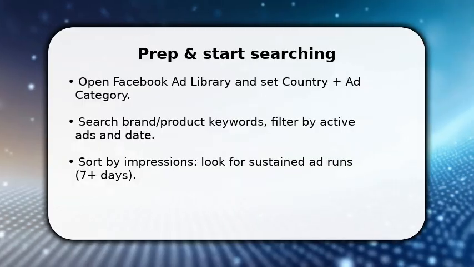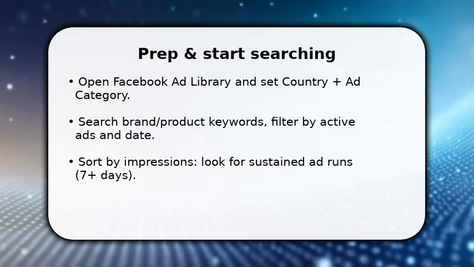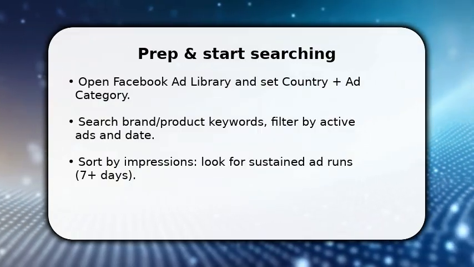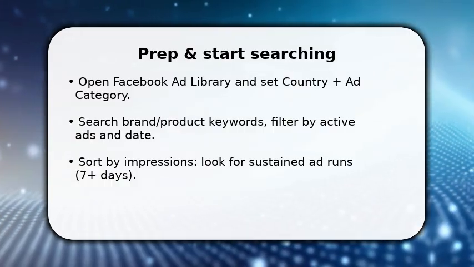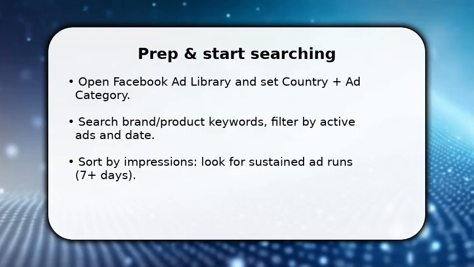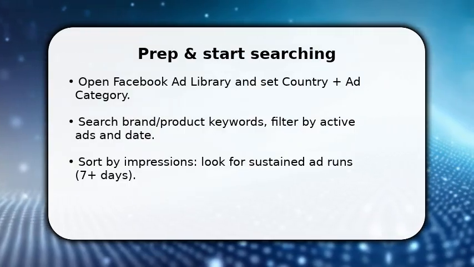You start by opening Facebook Ad Library and choosing the correct country and ad category. This primes the results. Once done, type precise brand or product keywords and apply filters for active ads and recent date ranges so you see current winners.